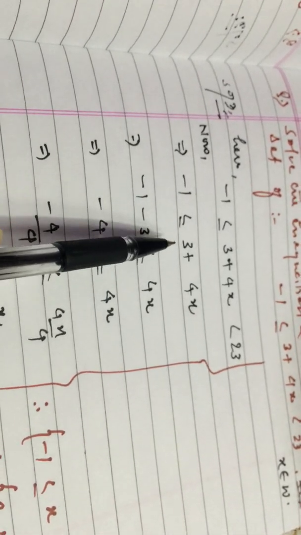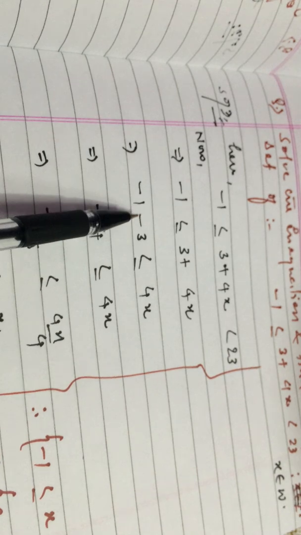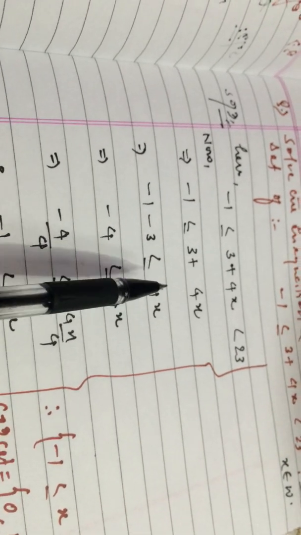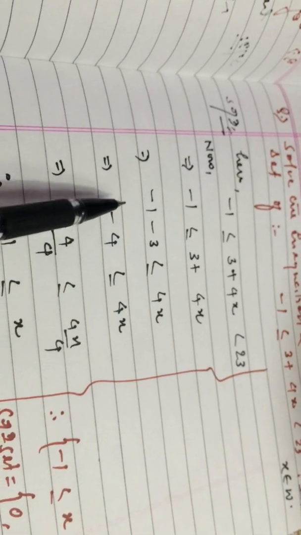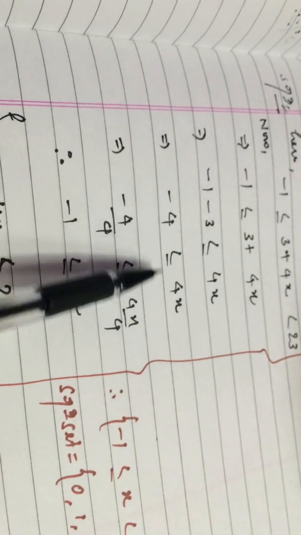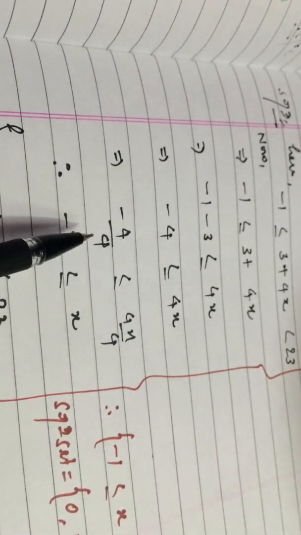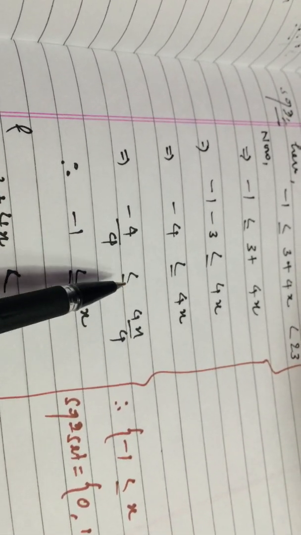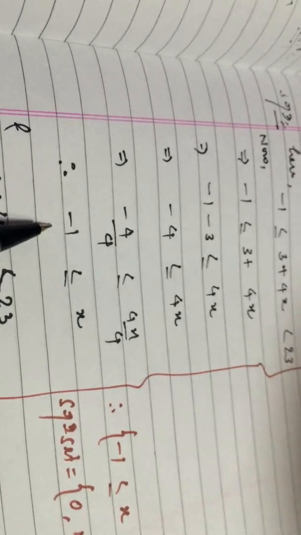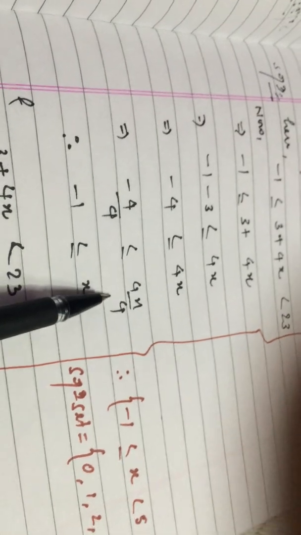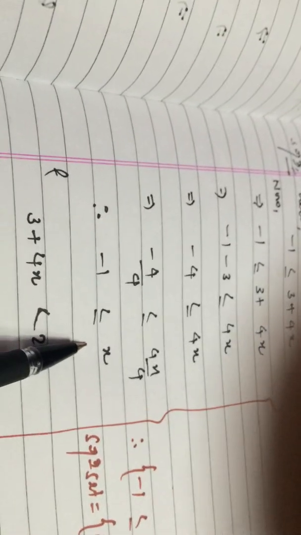Transferring this plus 3 to this side, it becomes minus 3, and plus 4x is written the same. Minus 3 and minus 1 gives minus 4, less than or equal to 4x. Both sides are divided by the same positive number, so the sign of the inequality remains the same. Minus 4 divided by 4 gets minus 1, and 4x divided by 4 is equal to x.